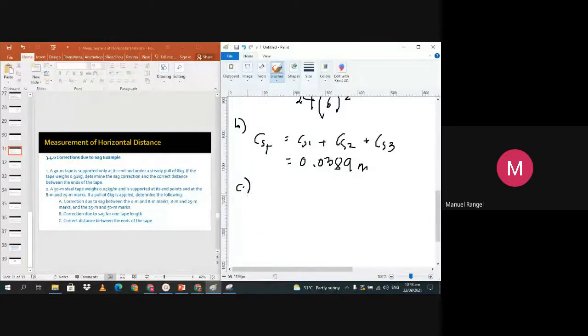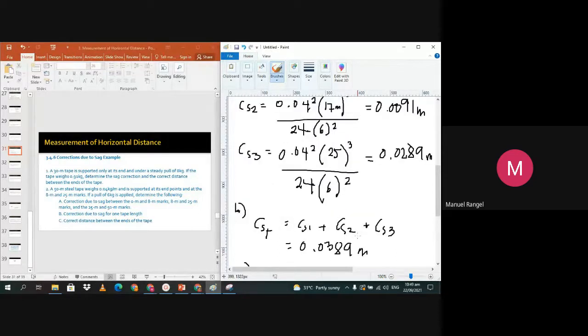Okay, then for letter C, correct distance between the ends of the tape. So the correct length is 50 meters minus CS of 0.0389, which is equivalent to 49.9611 meters. Okay, so nakuha tanan.